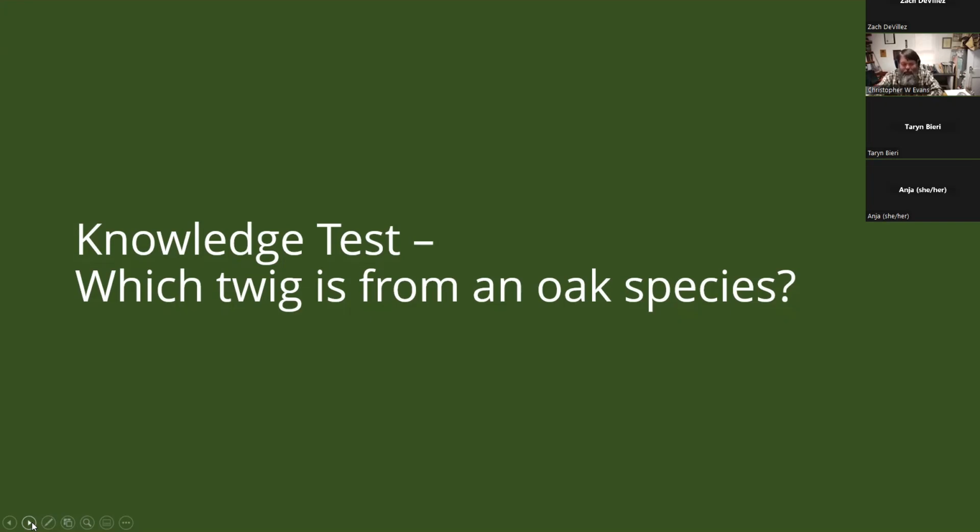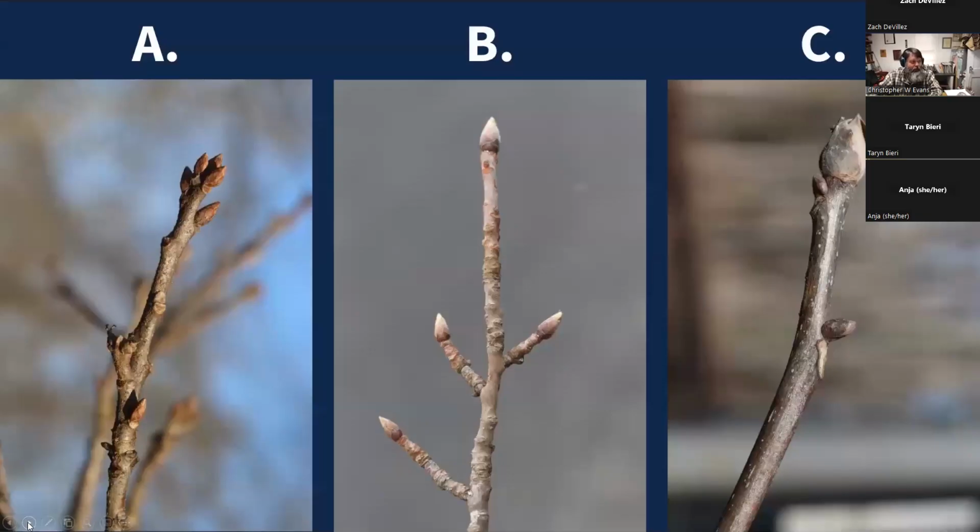The next slide is going to have three species, three pictures on it, A, B, and C. And I want you all to tell me which one of those is an oak species. So put in the chat box A, B, or C, and let me know which one of these is an oak species.